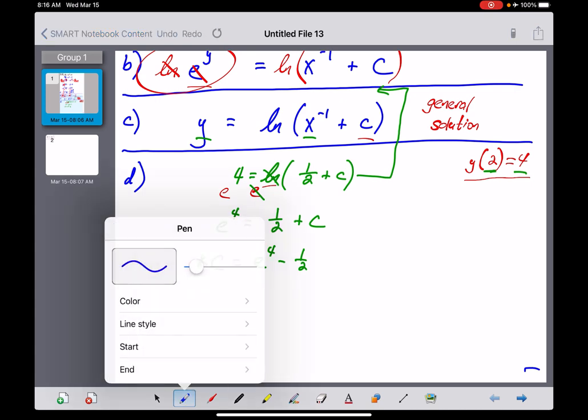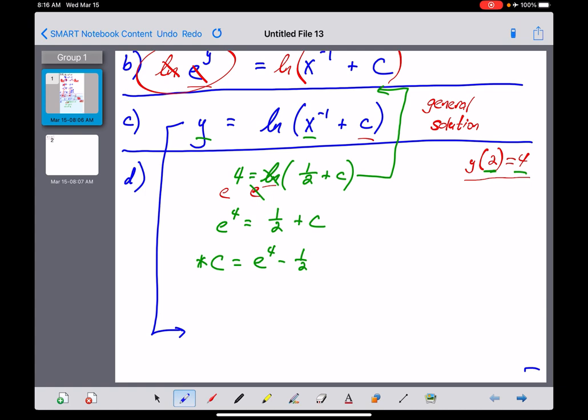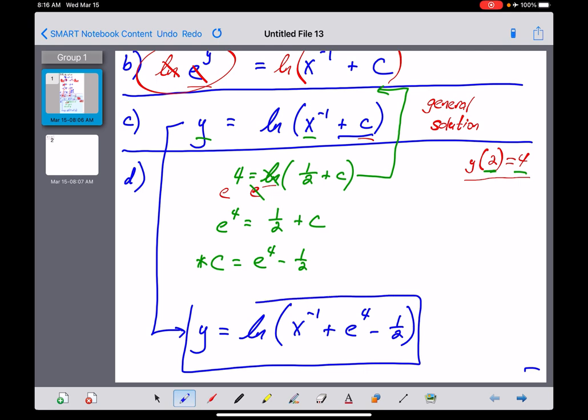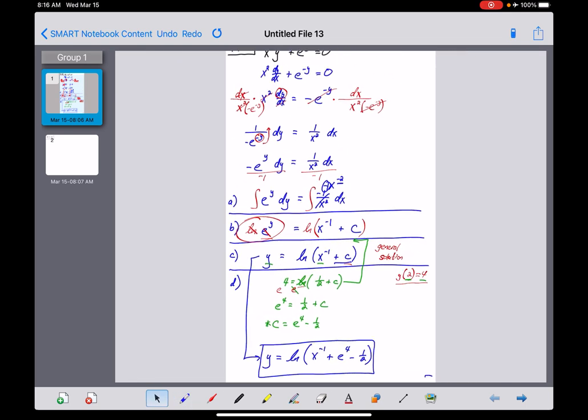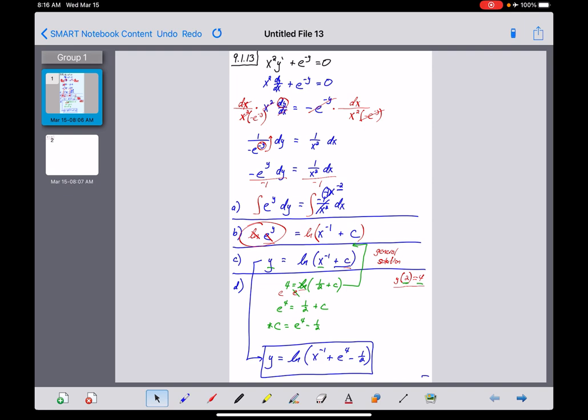Now let me switch back to blue here and back to my general solution here. Here we go. We're now going to make this a specific solution. y is equal to the natural log of, in parentheses, we still have x to the negative 1 right there, or 1 over x, however you want to write that, plus your c value, which is now plus e to the fourth, and then a minus 1/2. And there's not really anything that I see there, guys, that we could do to clean that up. So I think that that is our specific solution here for number 13. So I think we've done everything that they asked us for there. So look at the scope of all of that in one big swoop here, guys. That's everything we needed to do for problem number 13.